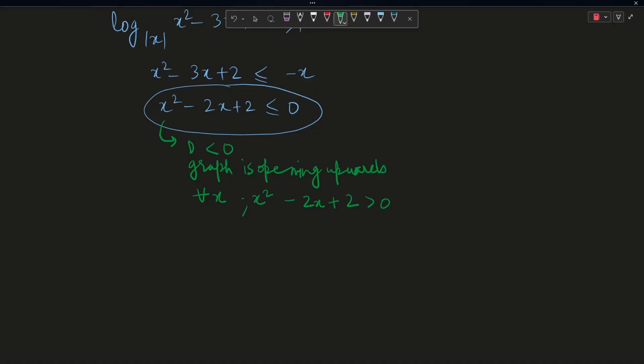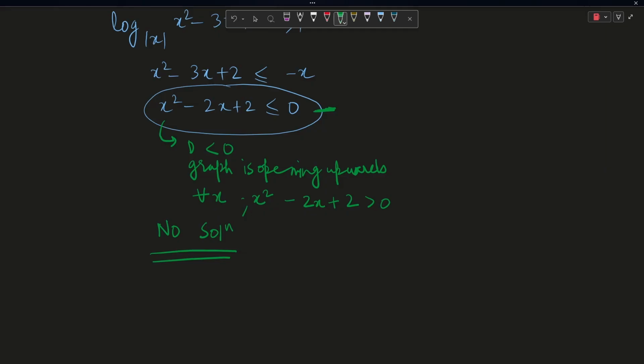But the equation is suggesting that it will be less than 0. Hence, we can say that there will be no solution for this condition. Right? What I mean is that x square minus 2x plus 2 is less than or equal to 0.